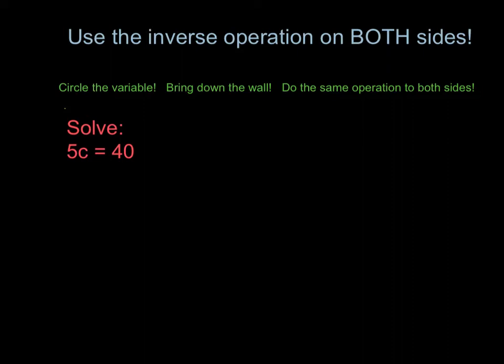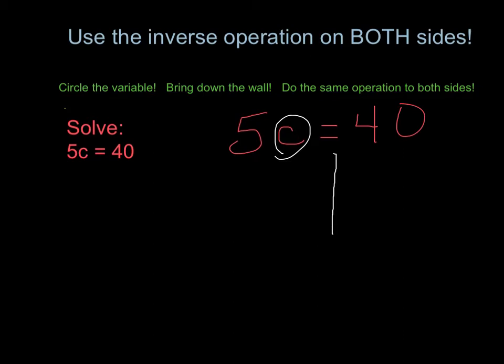So on the first one, it asks you to multiply 5 times C, which is equal to 40. So I'm going to rewrite my problem, and I'm going to write 5C equals 40. And I'm going to circle my variable, because remember that I want to get the variable by itself. I'm going to bring down my wall, because whatever I do on one side, I have to do on the other. And I'm going to put my equal sign.